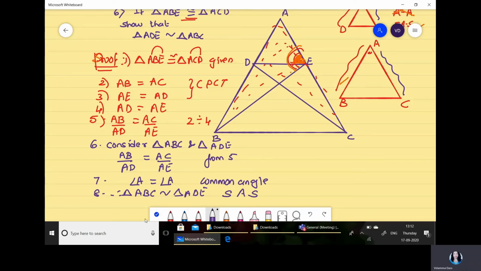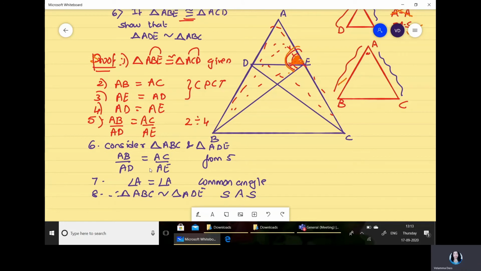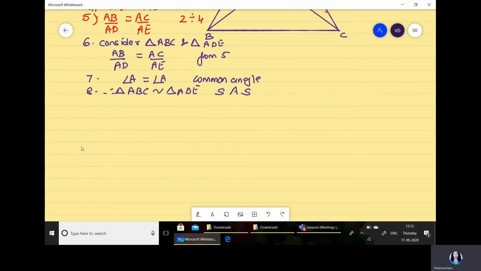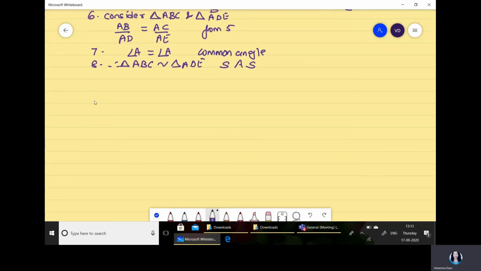Question number 7 is also about similarity, where we have to prove that two triangles are similar. This is question number 6. Question number 7 also deals with similarity. Coming to question number 7, the diagram is already given.